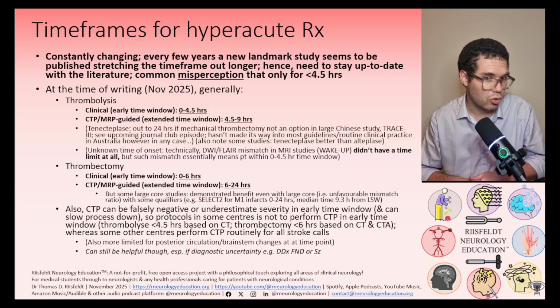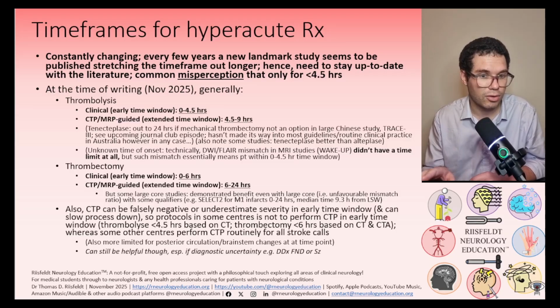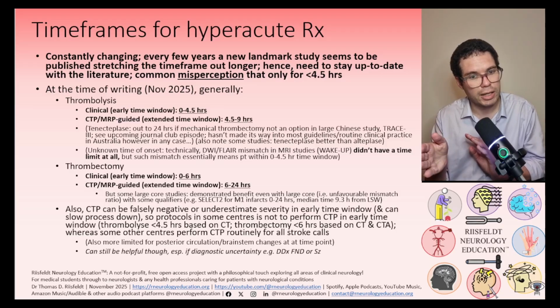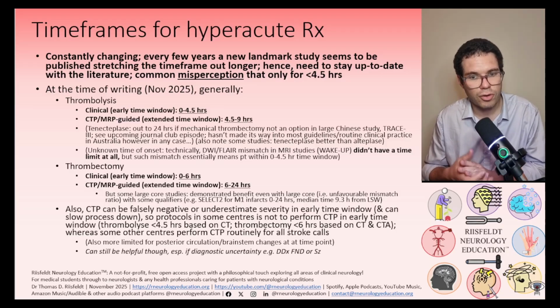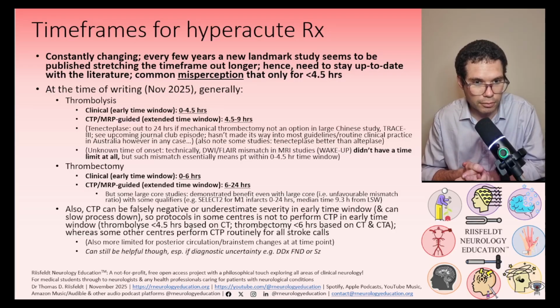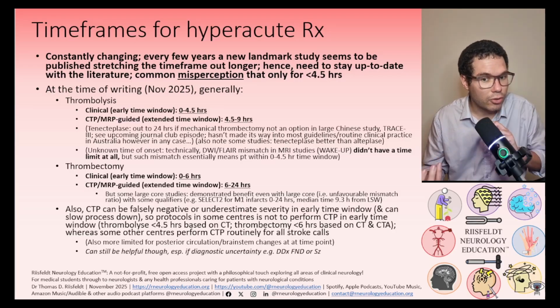But some centres don't do that, and they actually deliberately don't do a CT perfusion in the early time window for thrombolysis means and in the early time window for thrombectomy purposes. And they take a bit more of a case-by-case approach in regards to who to do a CT perfusion on and who not to do a CT perfusion on. I would say that either strategy has pros and cons.